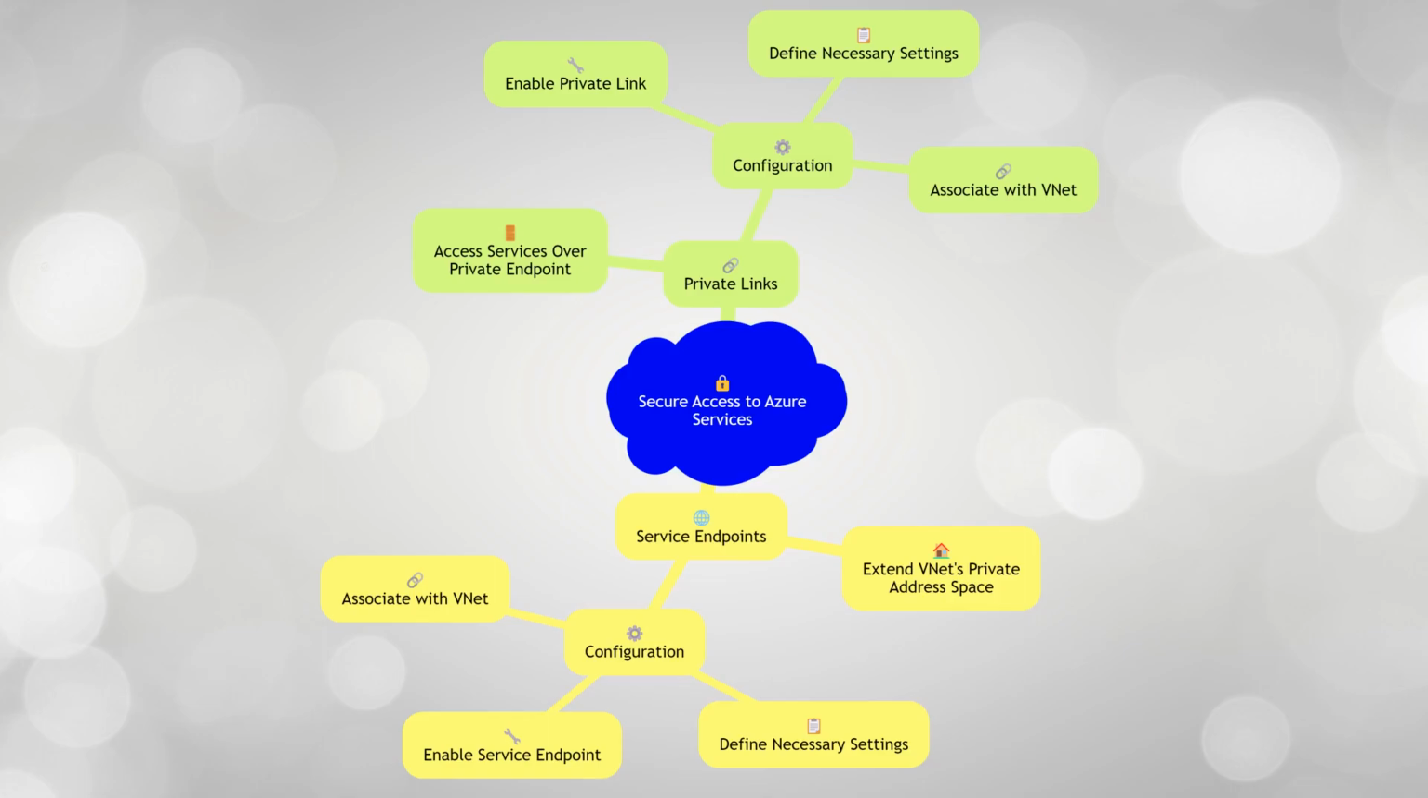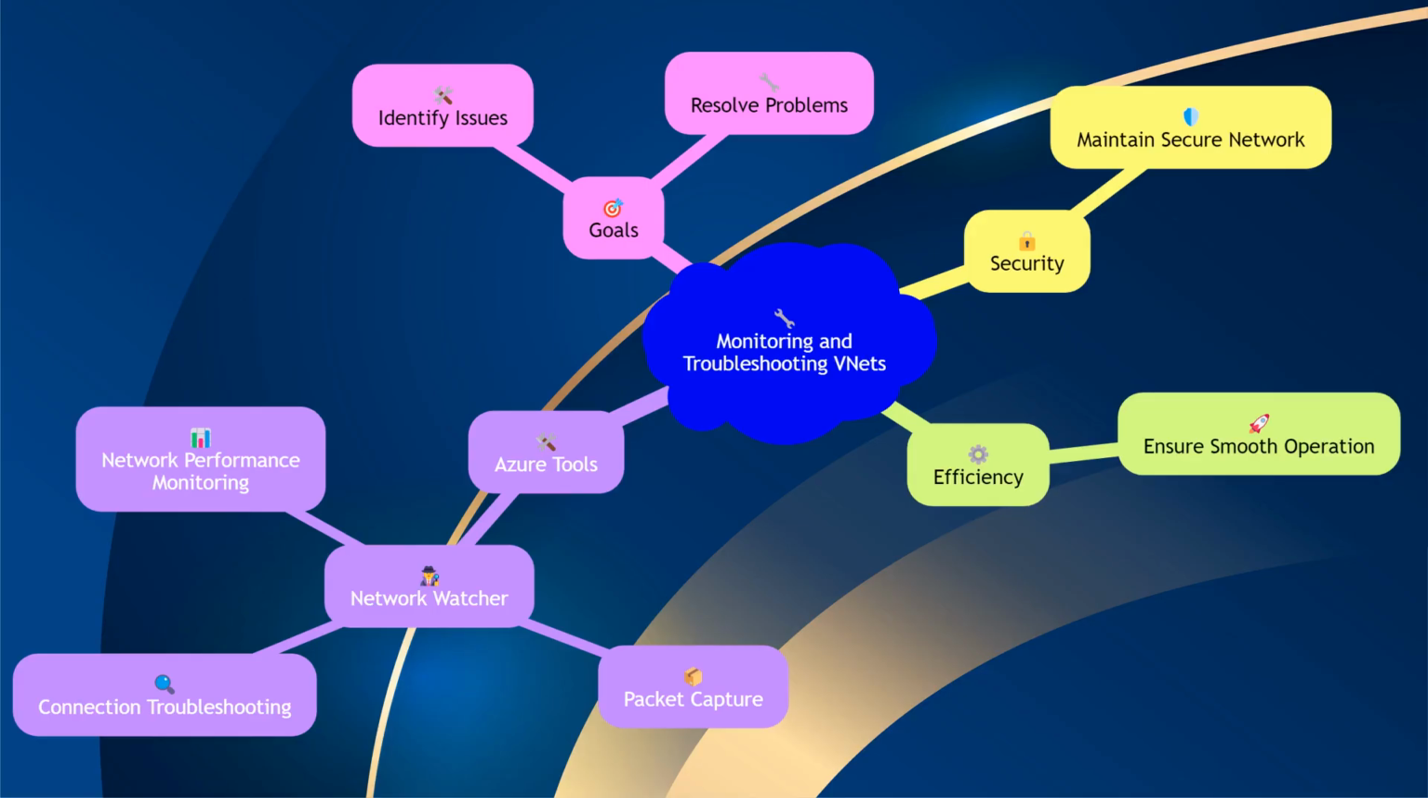Service endpoints and private links provide secure access to Azure services. Service endpoints extend your VNet's private address space to Azure services, while private links allow you to access services over a private endpoint. Configuring these features involves enabling the service endpoint or private link, defining the necessary settings, and associating them with your VNet.